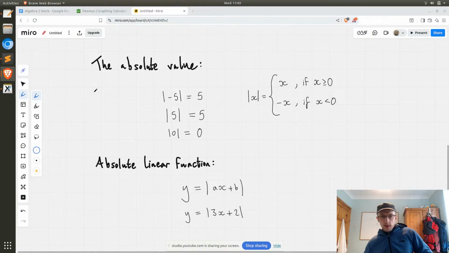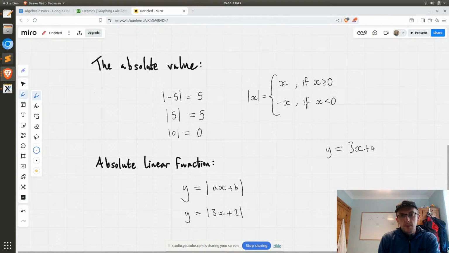So this is an absolute linear function. It looks so much like a regular linear function, no? It looks just so much like y equals 3x add 2. But it's not. This linear function slopes from bottom left to top right. It has a slope of 3, so it's quite steep, and it passes through the point 2 on the y-axis. This is a different thing entirely. You're feeding in values for x, and whatever you get out, you force it to be positive, no matter what.